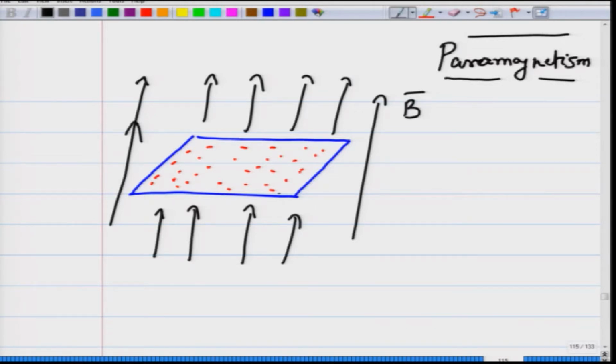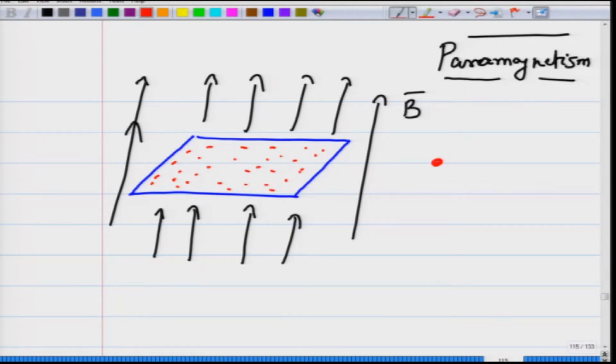So, here you have a solid, some metal with electrons inside it, and you are placing it in a magnetic field. So, how does this material develop a magnetization? That is the question that we are going to ask. Fundamentally, how does a material develop magnetization? It comes from each electron.